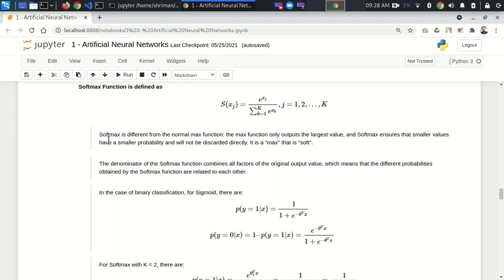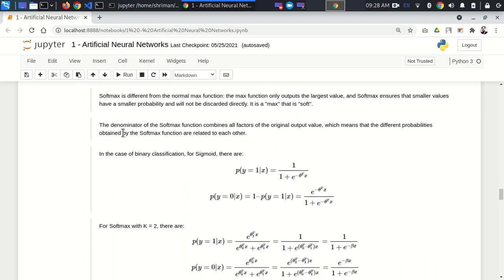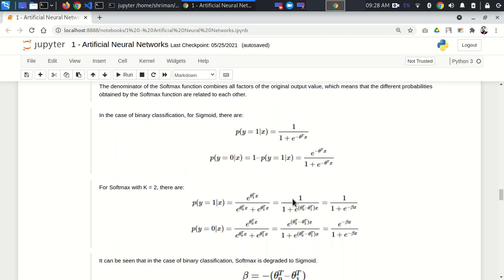Even though it has the word max in its name, it is not going to give you the maximum, largest value. It will give you probabilistic values for each and every class. Now, regarding the denominator, there are some calculations. If there are two classes, we can go in this manner.